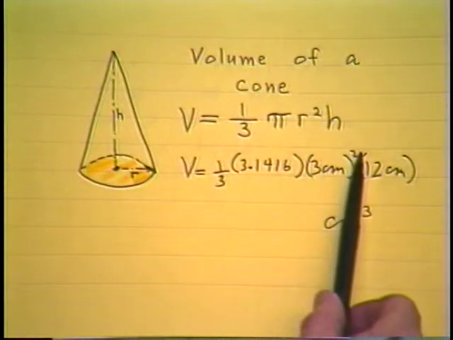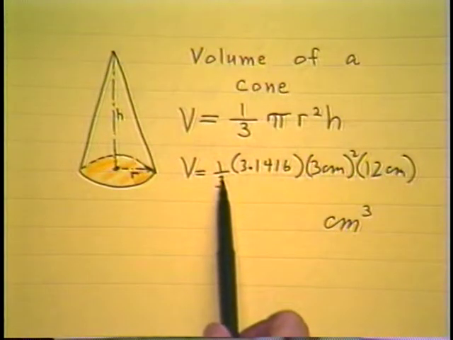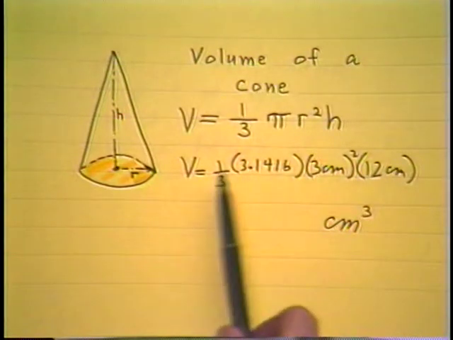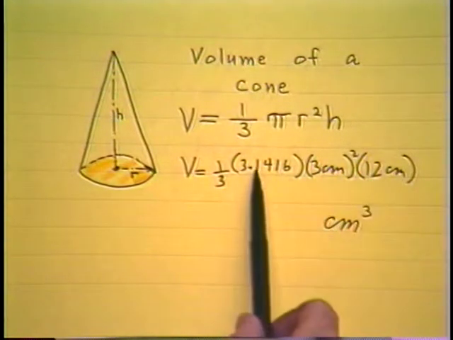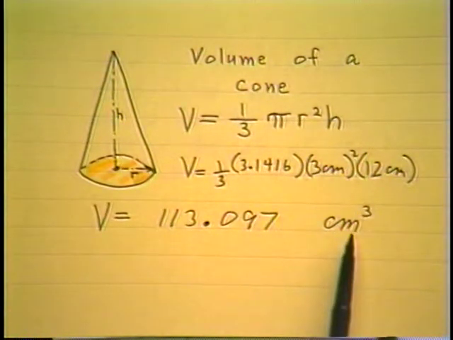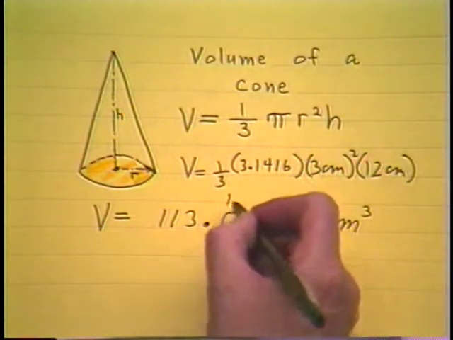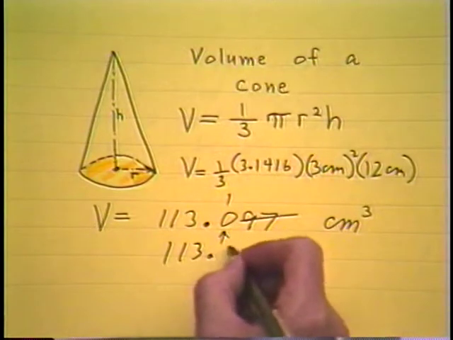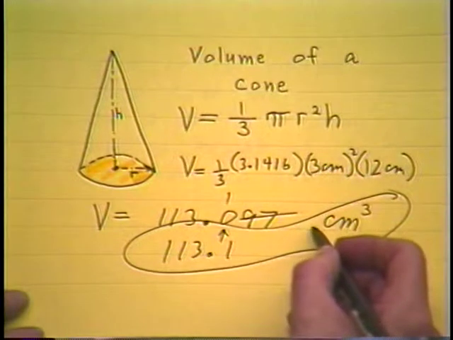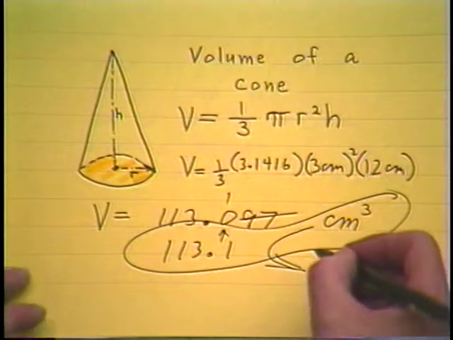Now doing the exponents first. 3 squared is 9. 9 times 1/3 is 3. 3 times 12 is 36 times this. So you can see you can do much of it mentally. So 36 times pi is 113.097 cubic centimeters, but the problem asks us to round to the nearest tenth, so it would be 113.1 cubic centimeters.